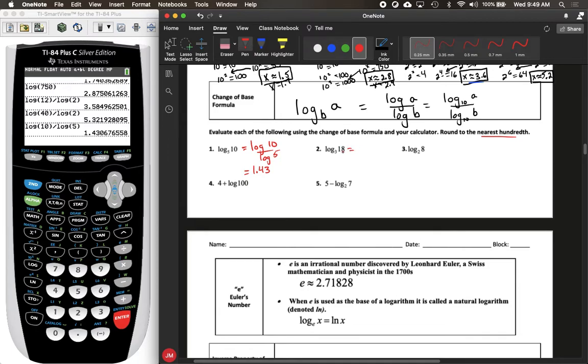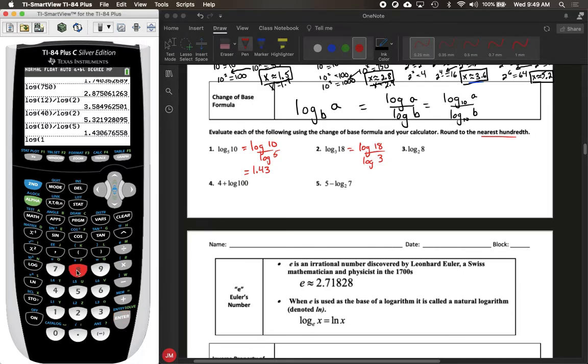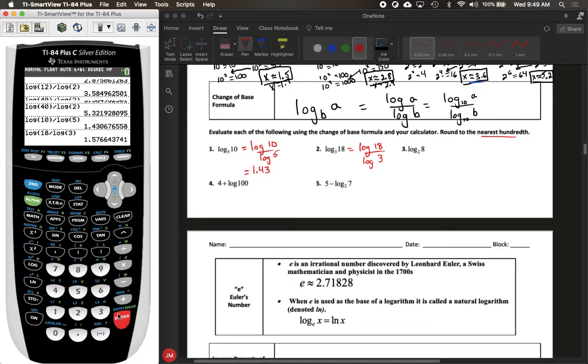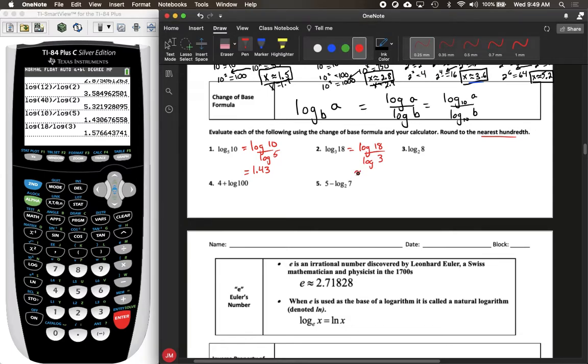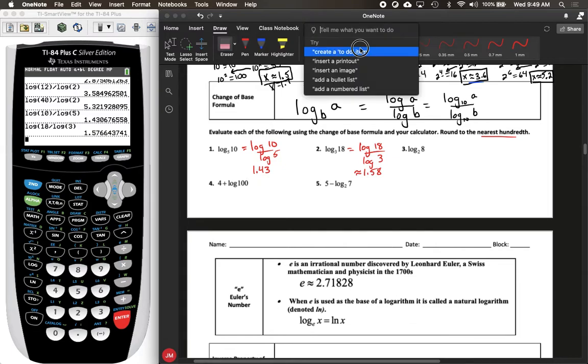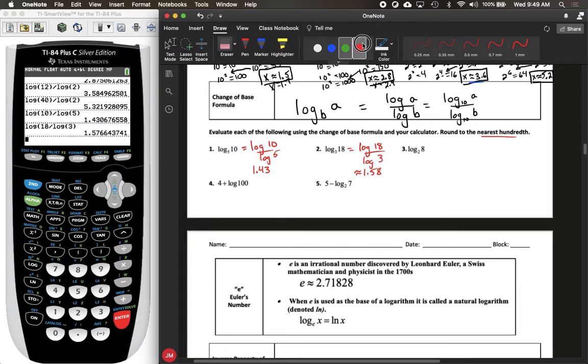Next, for number 2, log base 3 of 18. We'll take log of 18 divided by log of 3. And that's going to be equal to 1.58 when we round to the nearest 100th. Again, make sure you're using that approximation sign when you are writing your final answer. I need to go back and fix that for number 1. I'll need to make sure and do that as well.